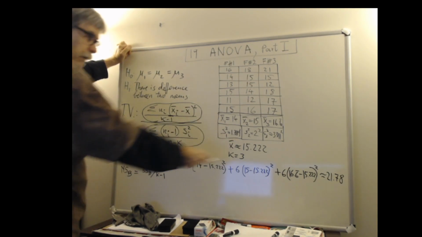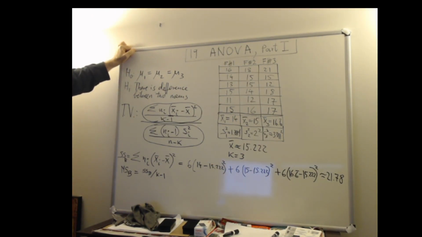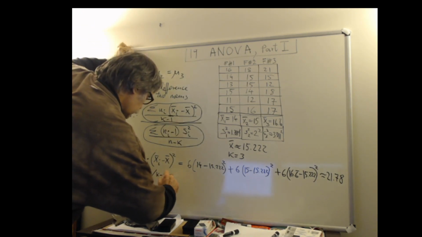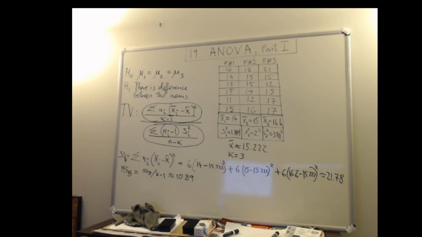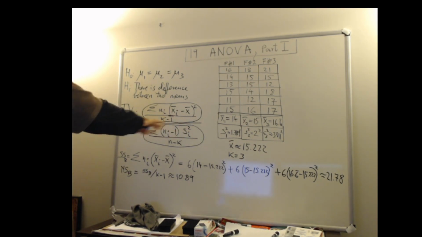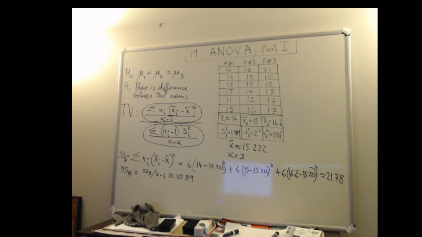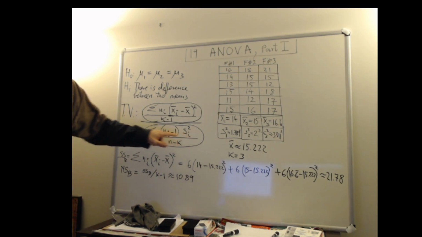If you divide this by 2, you get 10.89. And this is your numerator here. Now you have a similar story for the calculation of the denominator, which is a fraction. So you also have some kind of sum of squares here, and then you get the average.